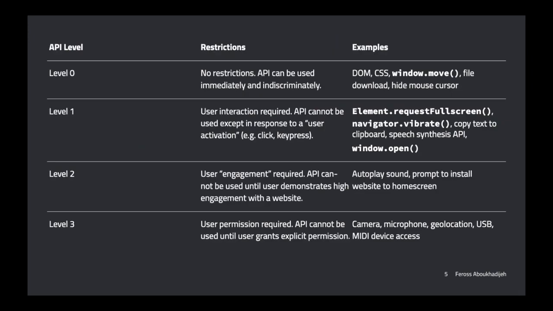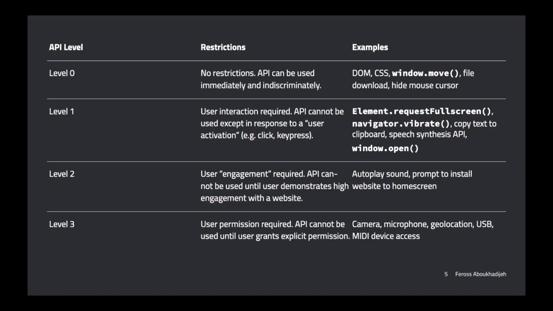So one thing that's useful when thinking about these kinds of things is to put the different APIs that the browser gives you into different levels. There are certain APIs that you can just use right away without any restrictions, and that would be stuff like anything in the DOM. So if you want to create a new DOM node, you can. Apparently you can move windows around without the user interacting. You can trigger file downloads. You can hide the mouse cursor. These are all things you can just do immediately when a user arrives on your site.